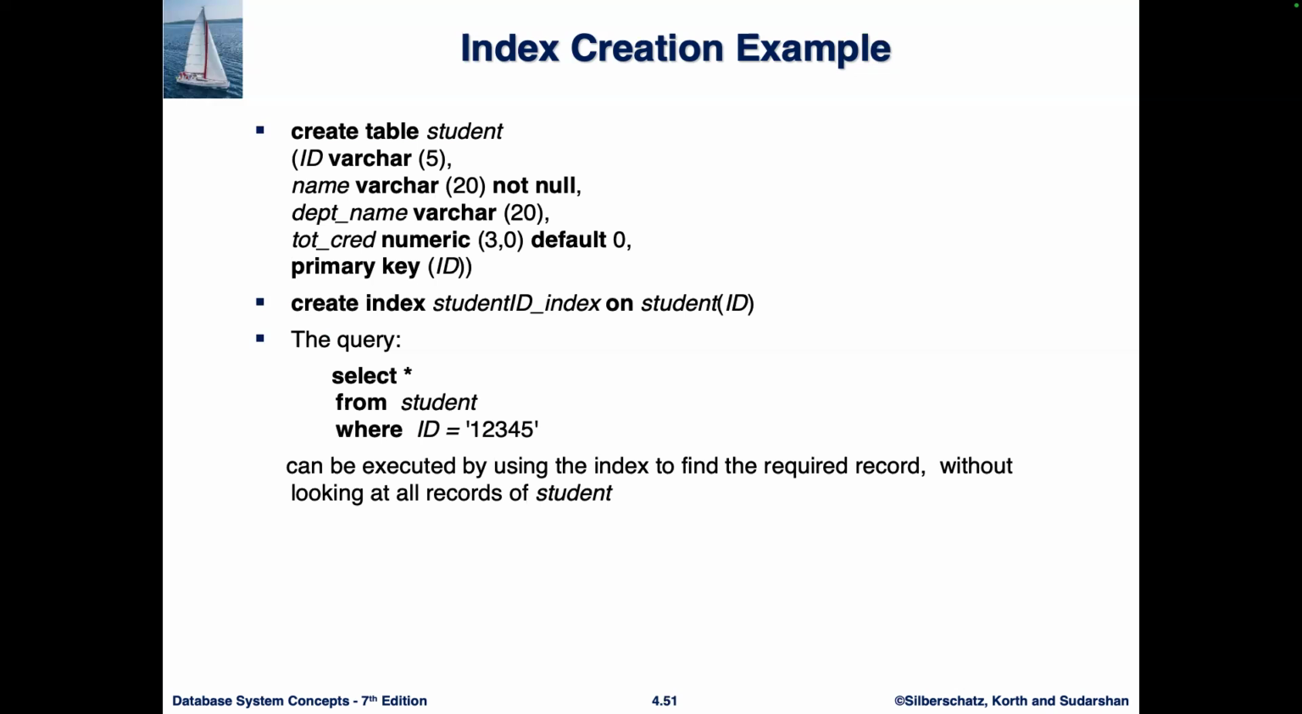Now let's say we want to find a specific student by their ID. The query looks like this: select * from student where ID = 12345. Without an index, the database would have to scan through all the records in the student table to find the one with ID 12345. This can be slow, especially if the table is large. With the index on ID, the database can use the index to quickly locate the row where ID 12345 is stored without scanning the entire table. This makes the query much more efficient.